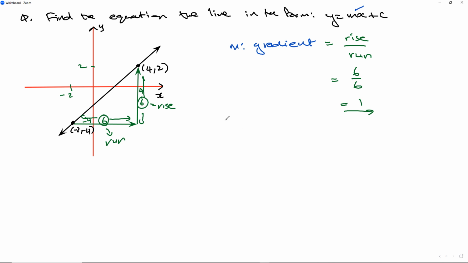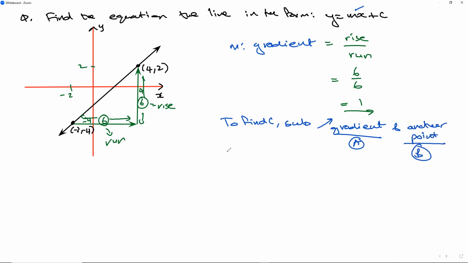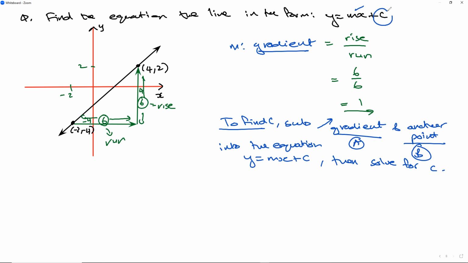So what I'm going to do to find c is substitute two things. We're going to substitute the gradient and another point that we have into the equation, y equals mx plus c. And then we're going to use algebra, and we're going to solve for c, to find c. So this is a bit of a process. So we want to find c. We found the gradient. We now want to find the c value.